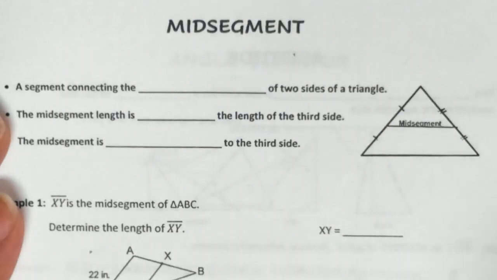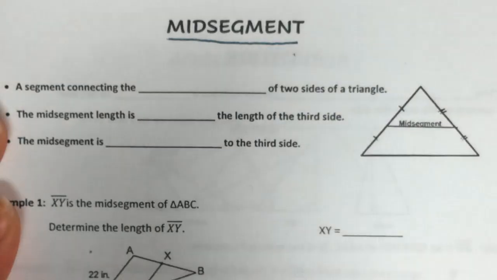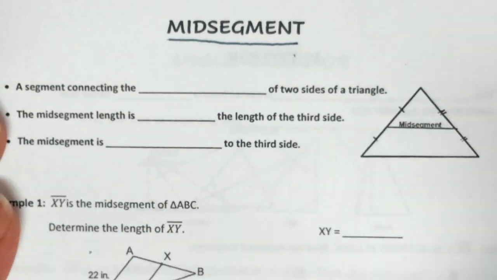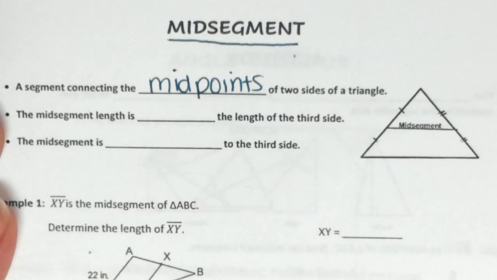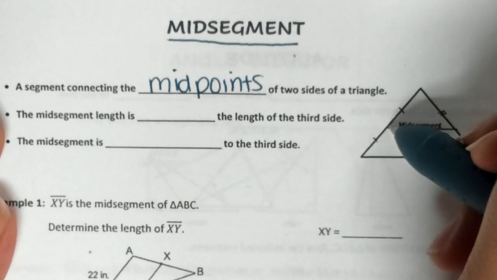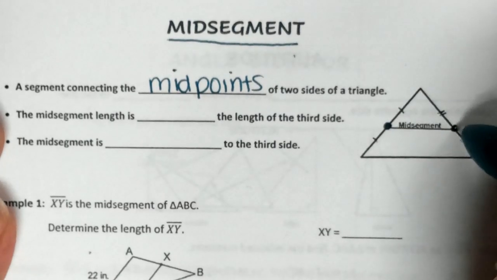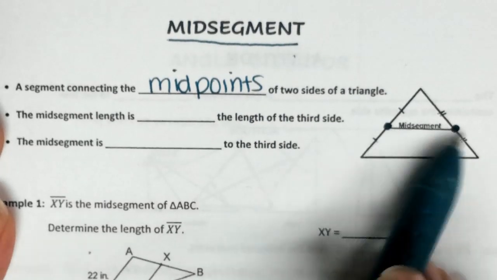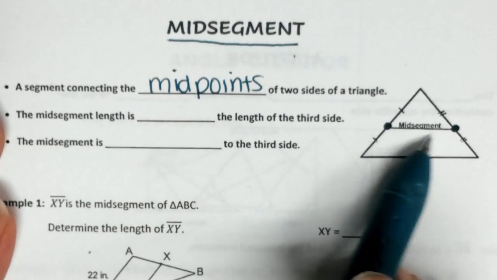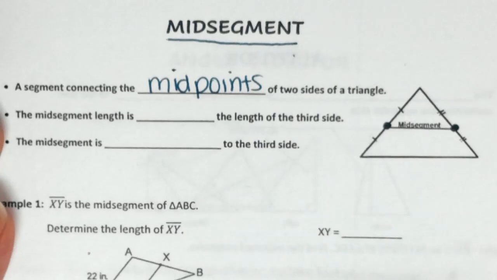Mid-segments. A mid-segment is a new vocabulary word. It is a segment connecting the midpoints of two sides of a triangle. So this is a midpoint right here, and this is a midpoint right here. Put dots right there. Those are both midpoints. And when you connect two midpoints, you create a mid-segment.